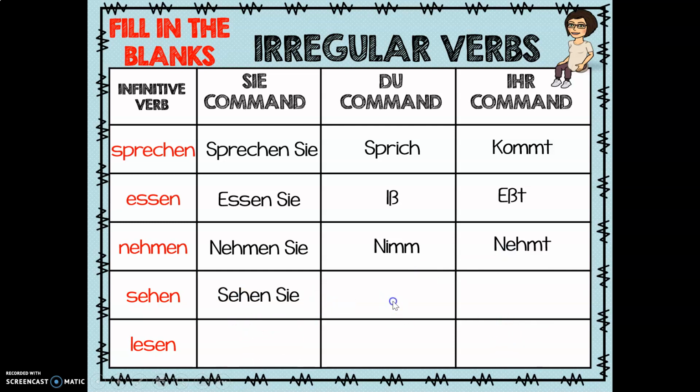Sehen Sie, sieh, conjugate for du, drop the st, and seht. Lesen Sie, lies, conjugate for du, drop the st, and lest.